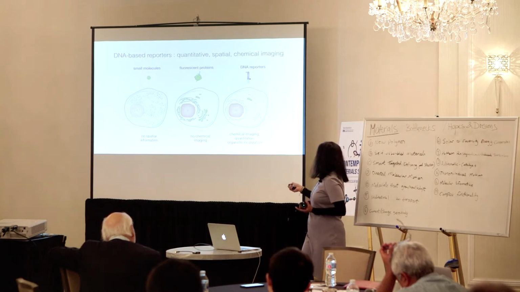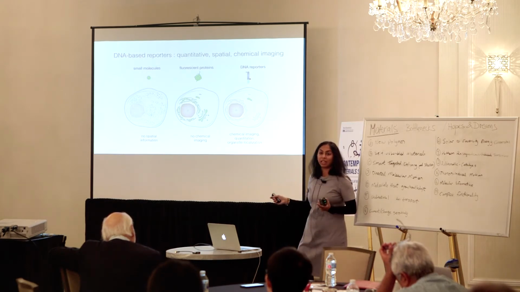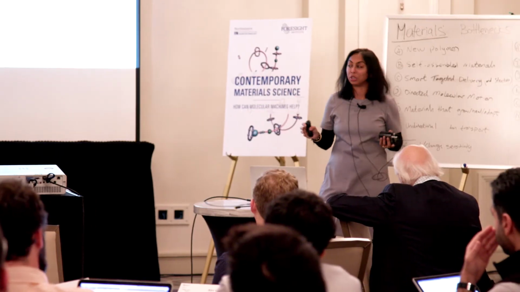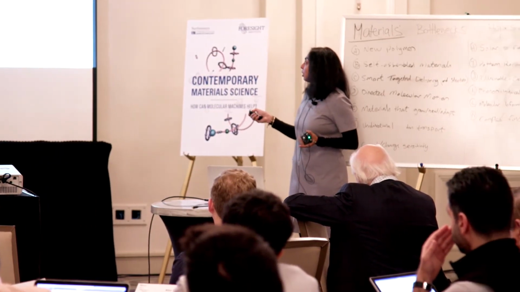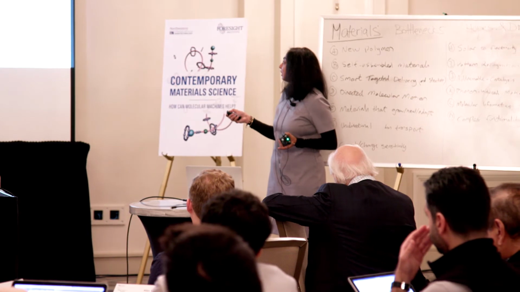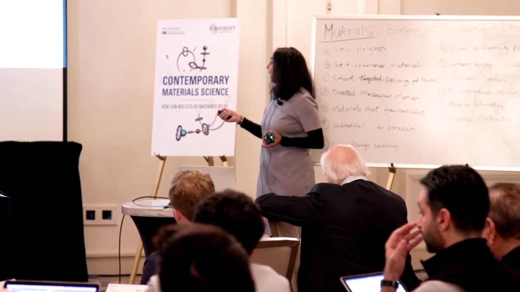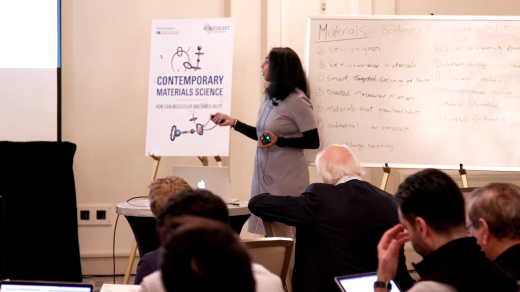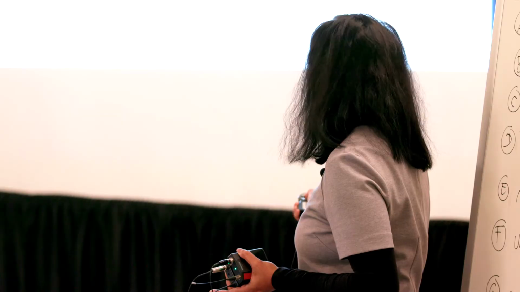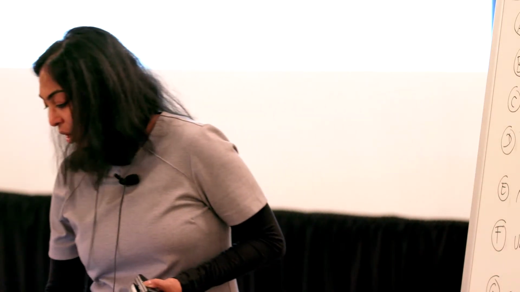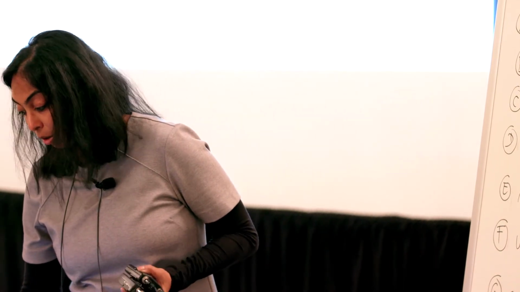With GFP, you know exactly what organelle you're looking at, but very limited chemical information. With our DNA-based technology, we get the best of both worlds. This now becomes quantitative, and you get the stable localization that's afforded by a biologic, and you can simply read out the concentration in your organelle.